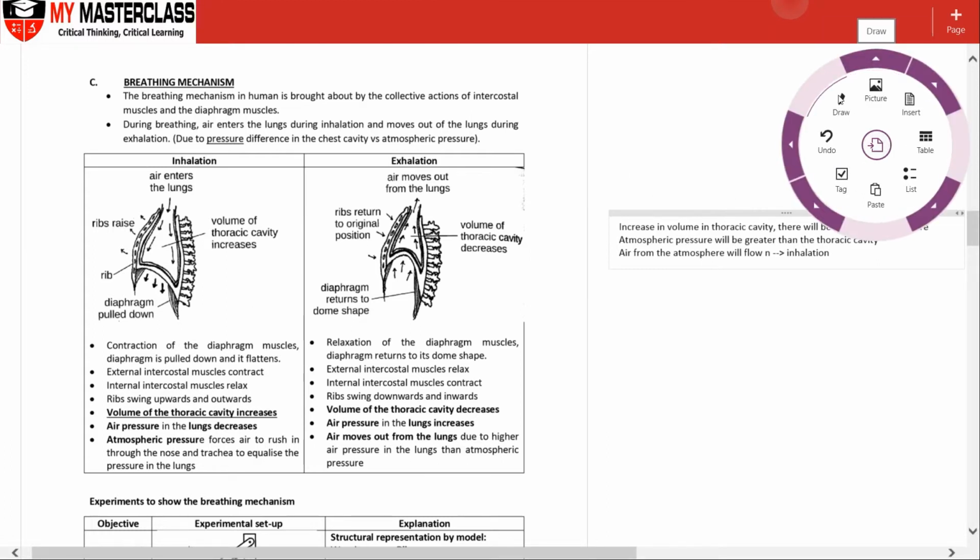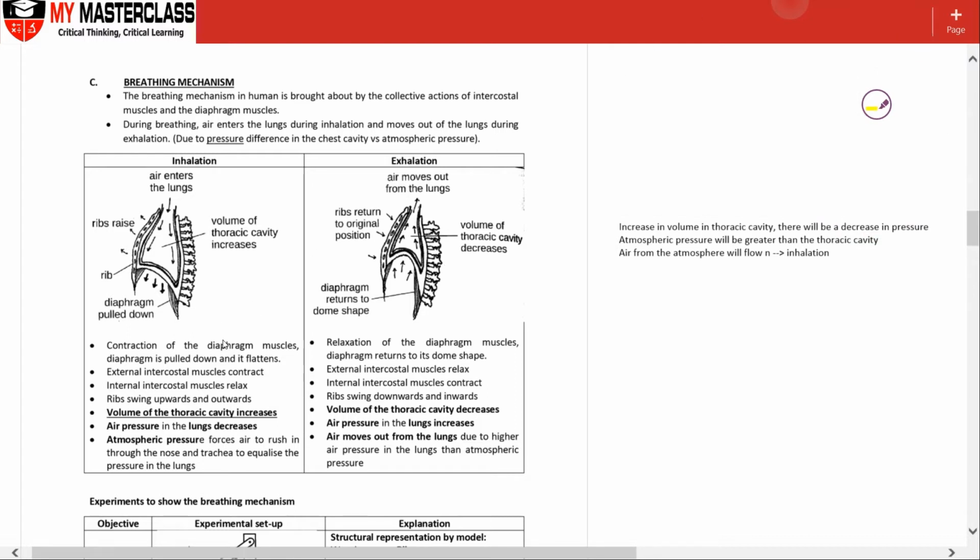Okay, so looking at it one by one, you have the diaphragm muscles that will contract. When it contracts, it will get pulled down. At the same time, remember you have two sets of intercostal muscles. Your external intercostal muscles will contract and your internal intercostal muscles will relax. So these work antagonistically.